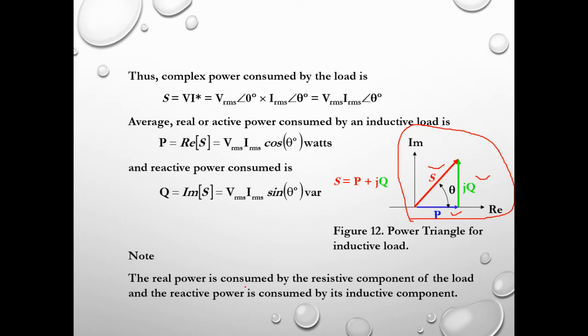So the real power is consumed by the resistive component of the load, and the reactive power is consumed by its inductive component. Since we have two parts of complex power, namely P, this is consumed by the resistive component of the load, and Q is consumed by the inductive component of the load.